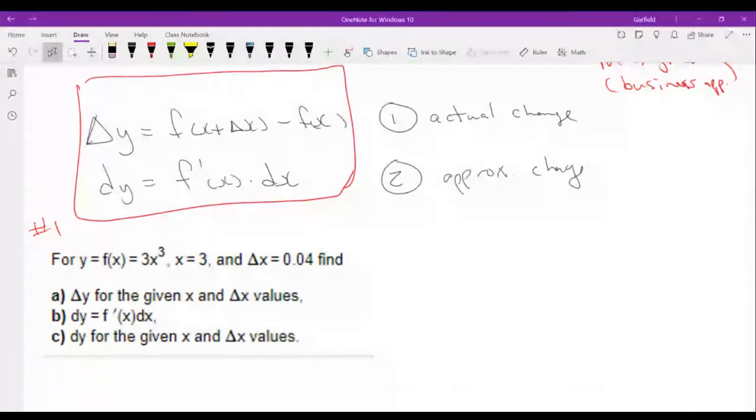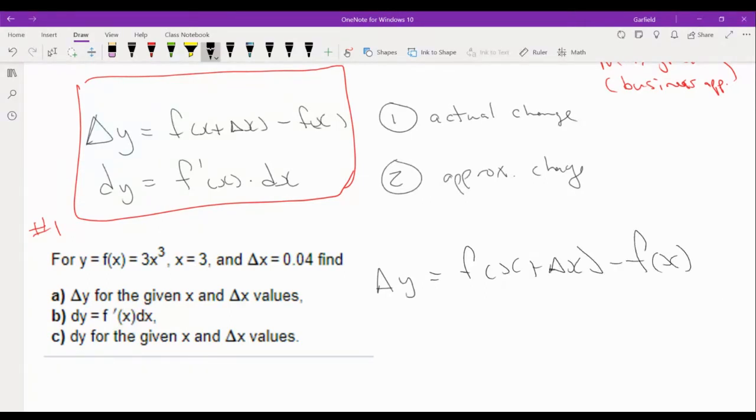So let's do this. Maybe this will help a little more. So we know delta y is formula number 1. We know delta y is equal to f of x plus delta x minus f of x. Now it seems a little more confusing than it actually is. But it's really just plugging numbers into the function.